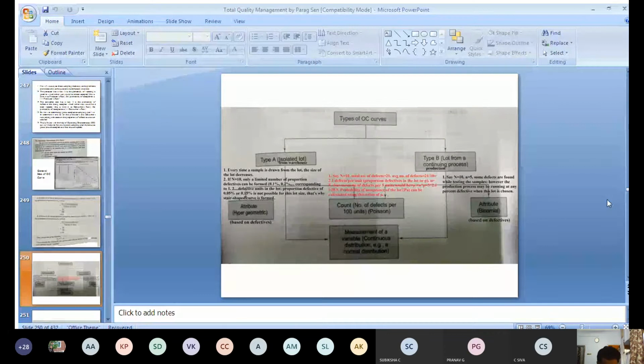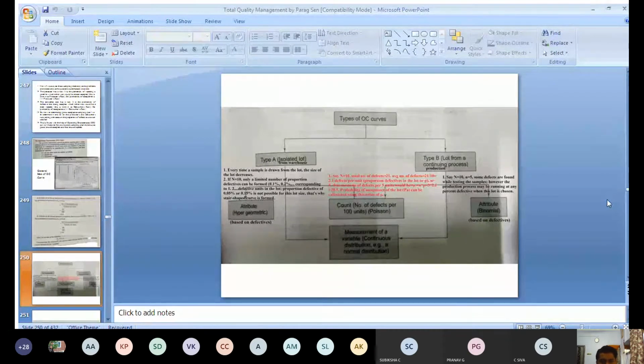But there is also another type, the type B curve. In this case, the sample is drawn from a continuing process. From the continuous production process, the lot is drawn. The lot is not from the warehouse or wherever you have stored it. It's not like that. So that ensures that the items that you have produced by the production process earlier will be picked up early.